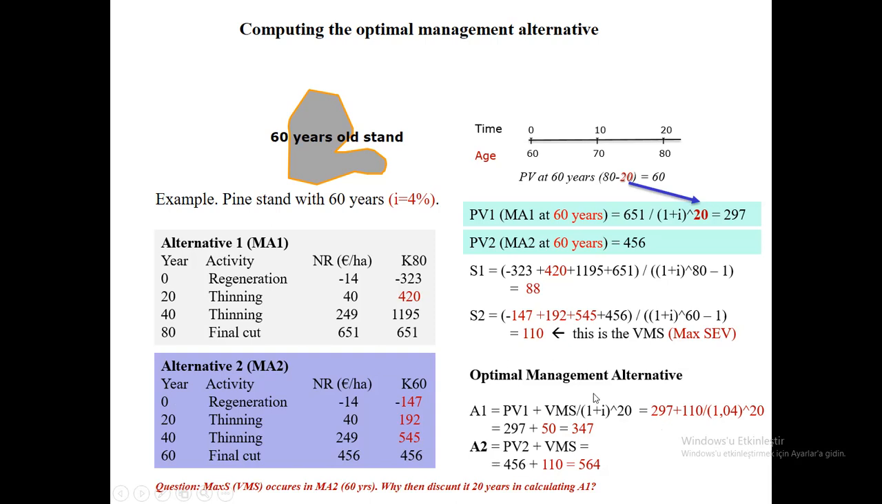For the second option, because it is 60 years old, I don't have to discount. So it is 456 plus 110. This becomes 564. Okay, so which option to choose? The second option. That means we will manage the stand of 60 years old with a 60-year rotation. That gives us better results in terms of soil expectation value.